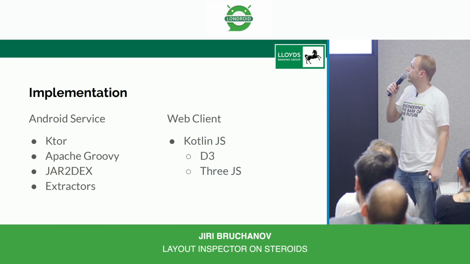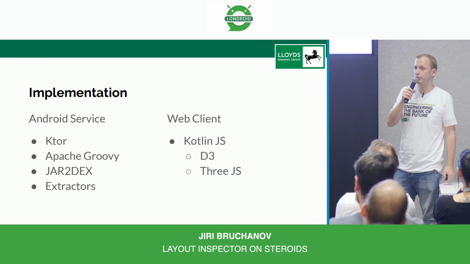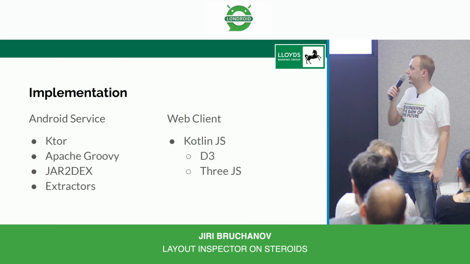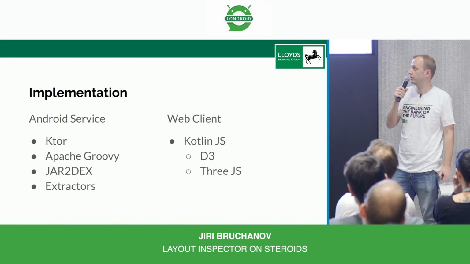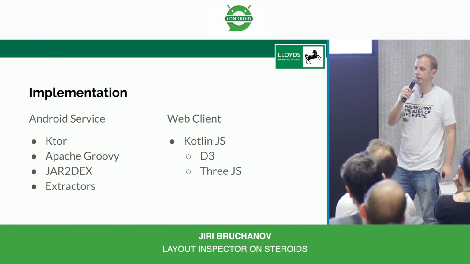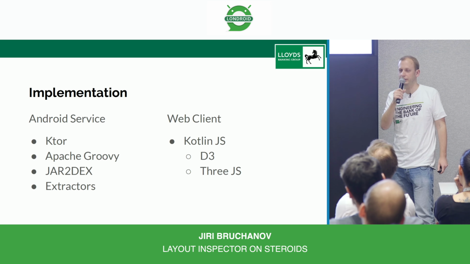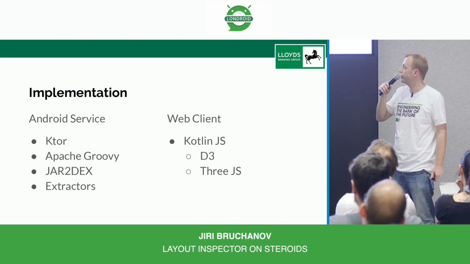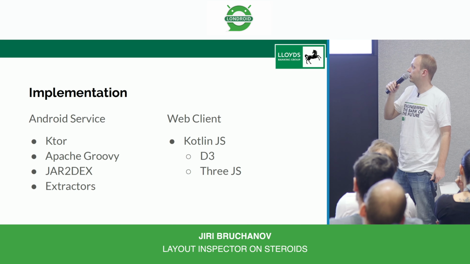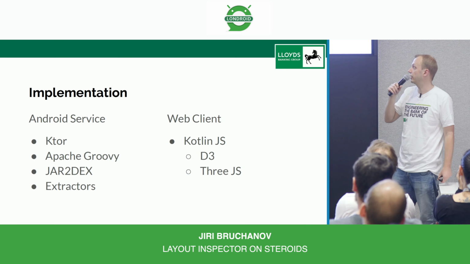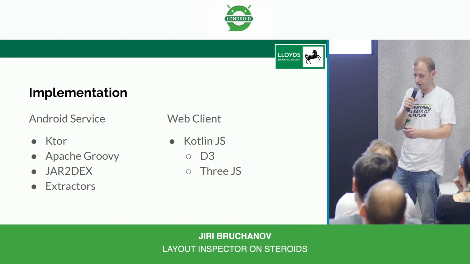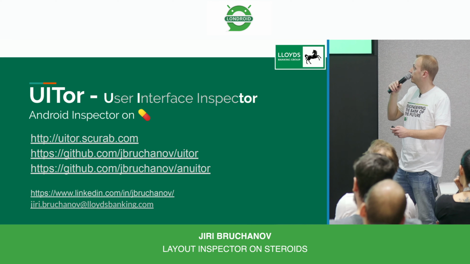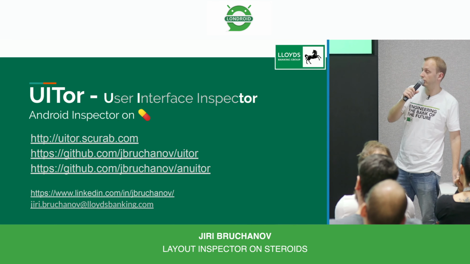For the web client, it's written now in Kotlin. I recently rewrote everything from Google Web Toolkit to Kotlin, so I am pretty sure there will be a lot of new bugs and exciting stuff. For tree generation library, it's D3, which generates just SVG. And for the 3D preview, which is using WebGL, it's the three.js library. So that would be kind of all.